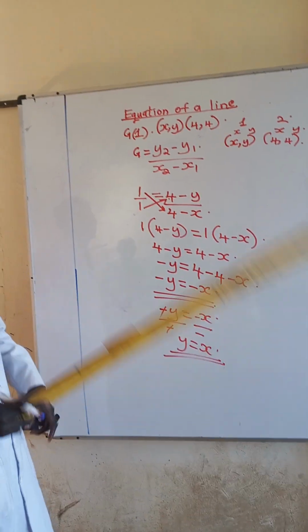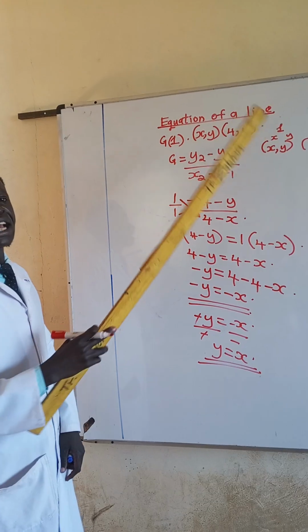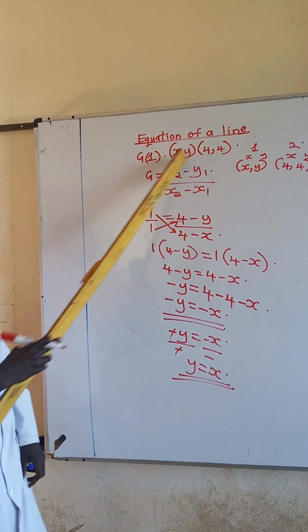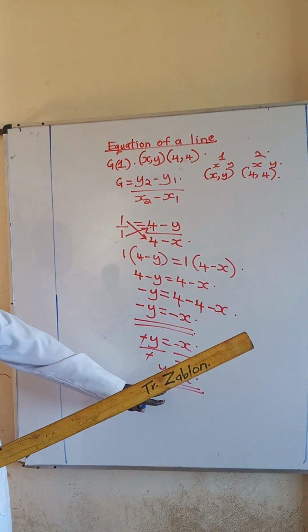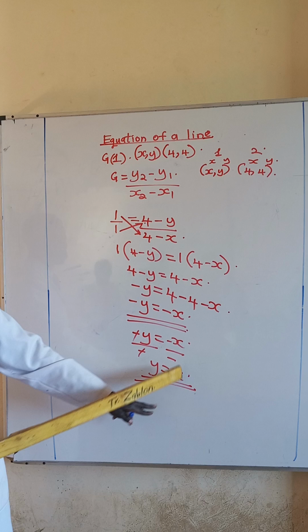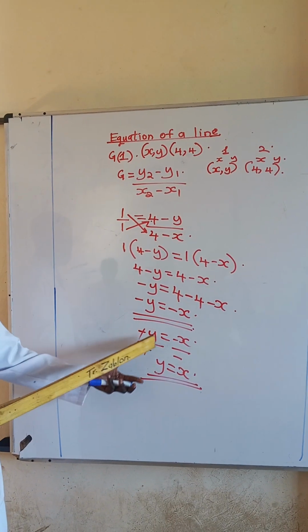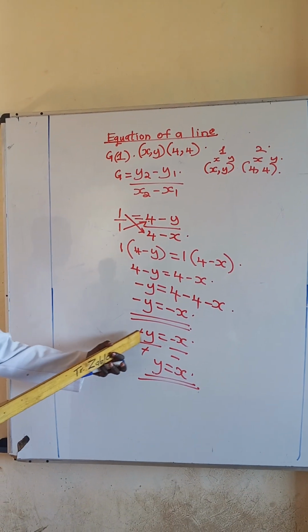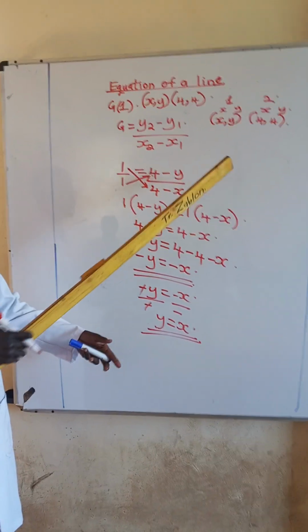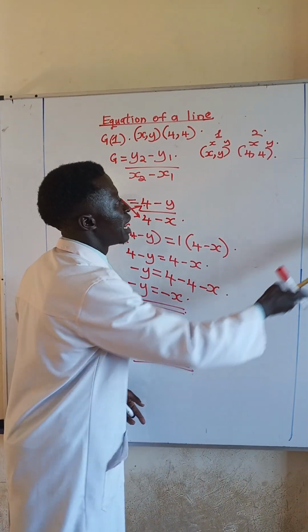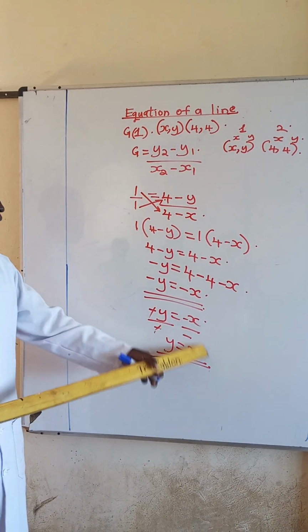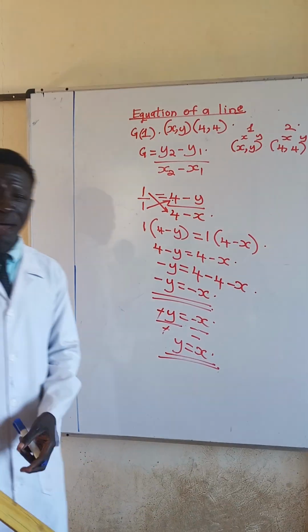So once you're given a gradient and one known coordinate, always create your one unknown coordinate, and then you go back to the formula for calculating gradient until you reach your answer. Now if you look at my coordinates, in this point you can just confirm minus y is equal to minus x, and then y is equal to x. If you look at those coordinates, they fit this line. So this, therefore, is the equation of my line.